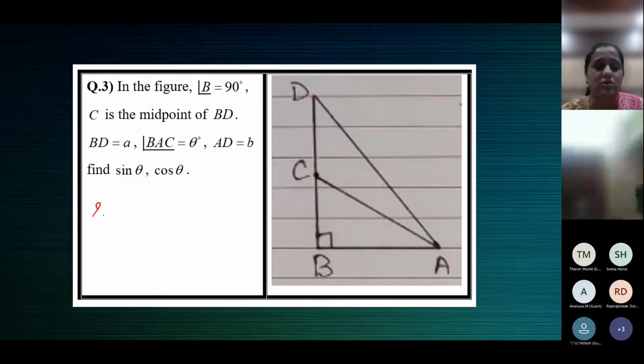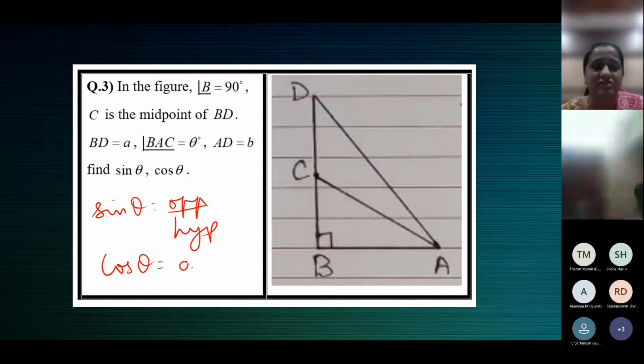Sine theta is equal to opposite by hypotenuse, the side opposite to theta by the hypotenuse. And cos theta is equal to the side adjacent to theta by the hypotenuse.